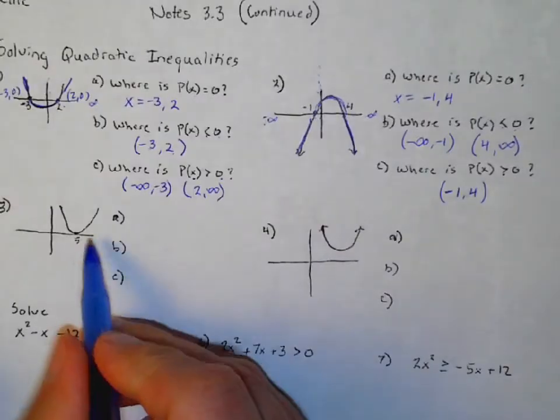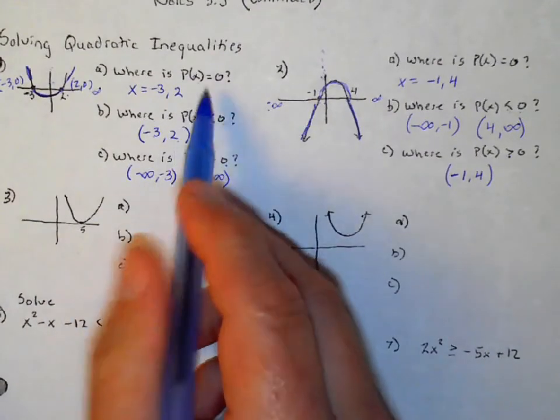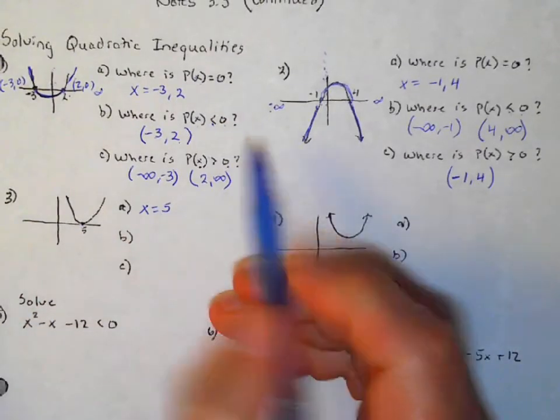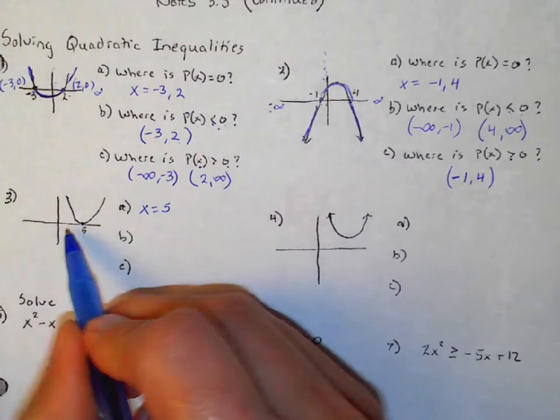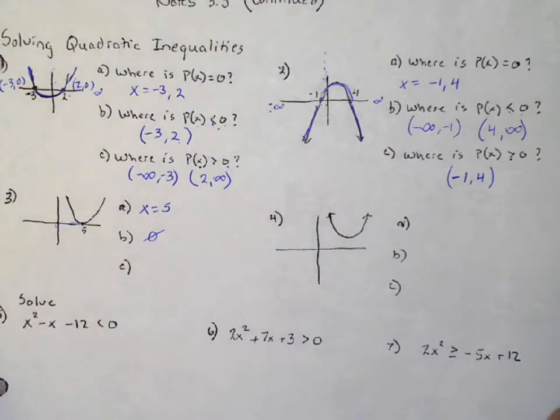Okay, same graph here. We're going to answer the same questions, I just didn't write them out. Where is it equal to 0? It's equal to 0 at x equals 5. Where is it less than 0? Okay, it doesn't ever go less than 0. So it's never less than 0.